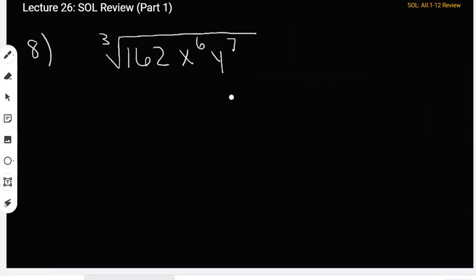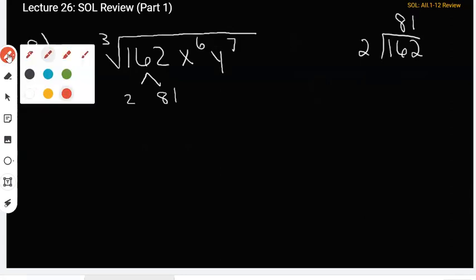So the first thing that I'm going to do is simplify the number. For 162, I'm not sure if that's a perfect cube or not. It's probably not. So I'm going to break that up into different factors. I know that I can divide it by 2. When I do that, 16 divided by 2 is 8, and 2 divided by 2 is 1. So I can break this up into 2 times 81.